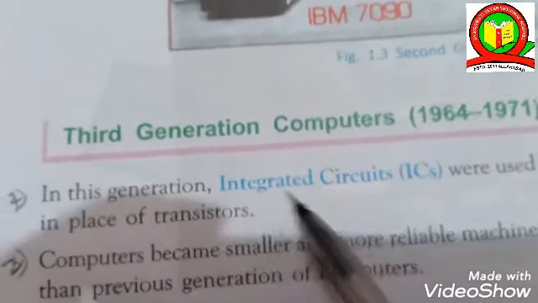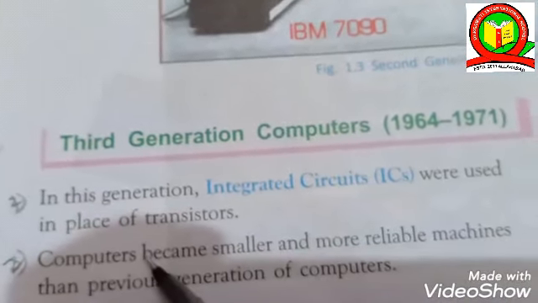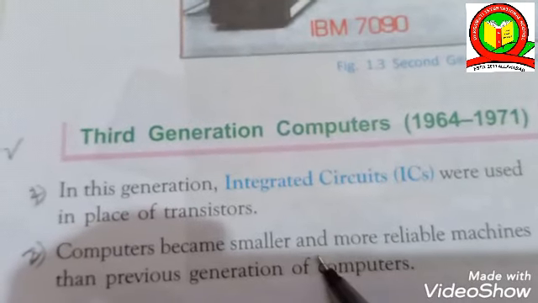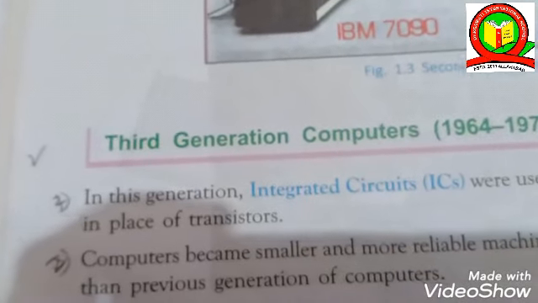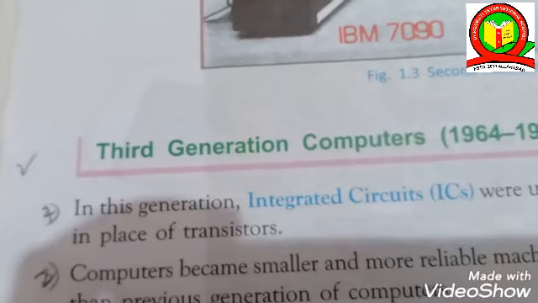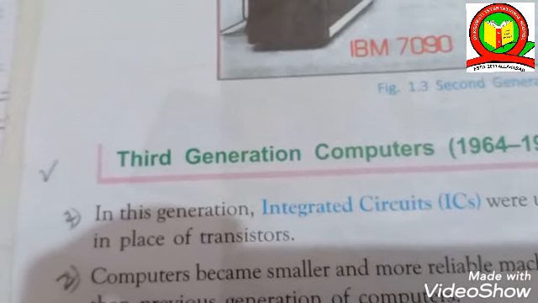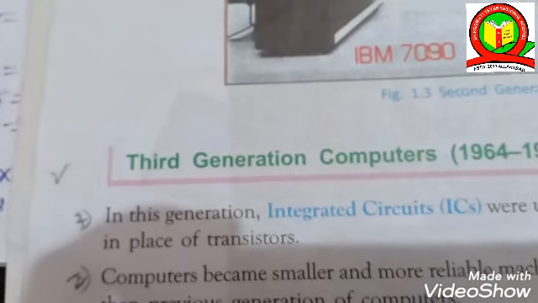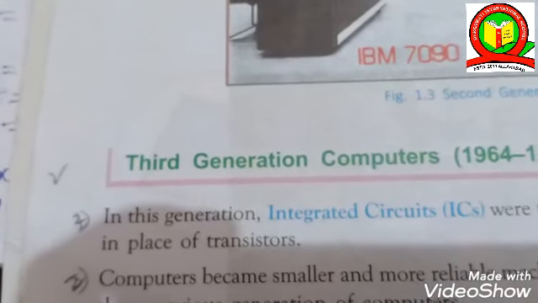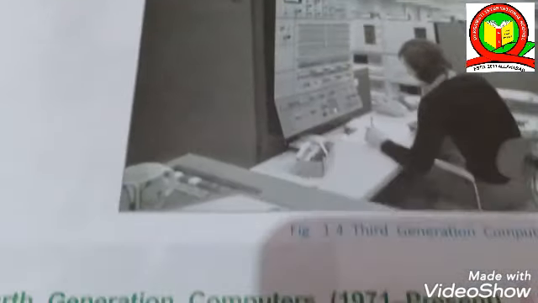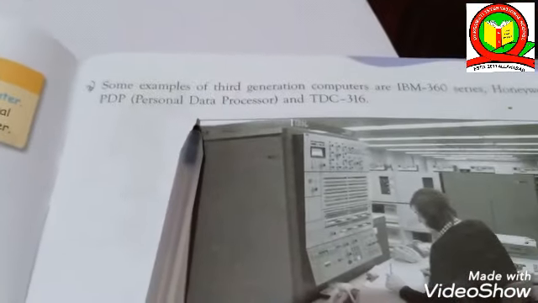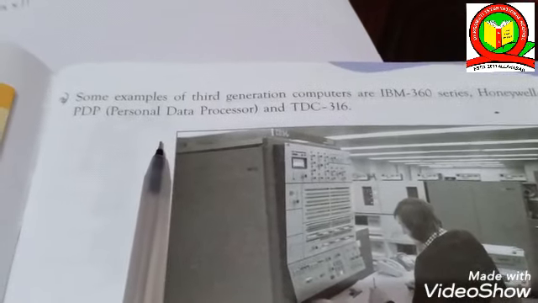In this generation, integrated circuits were used in place of transistors. Computers became smaller and more reliable machines than the previous generation of computers. Some examples of third generation computers are the IBM 360 series, Honeywell 6000 series, PDP, that is Personal Data Processor, and TDC 316. Here you can see the third generation computers, and these are all examples like PDP, TDC 316, and IBM 360 series.